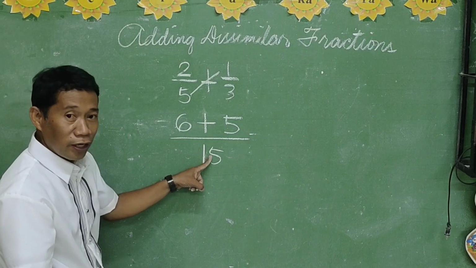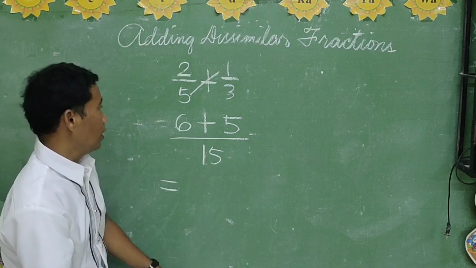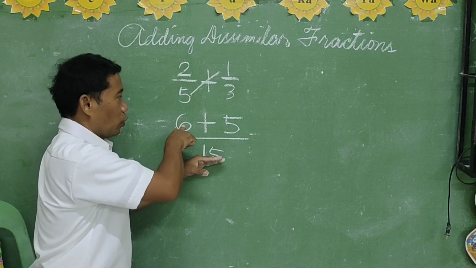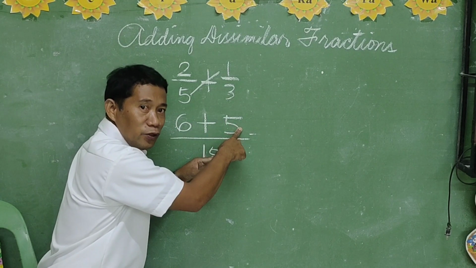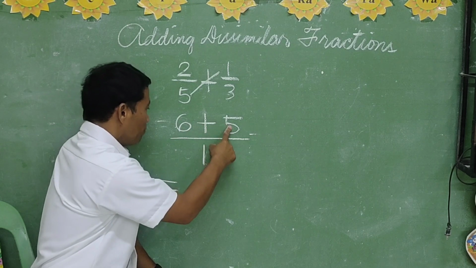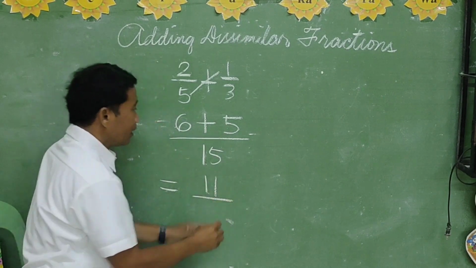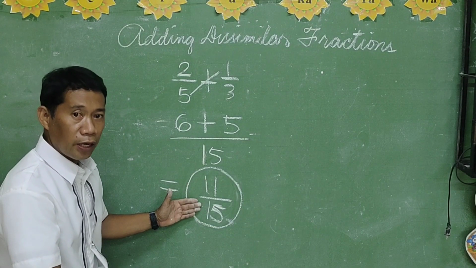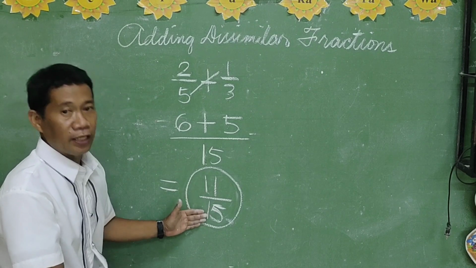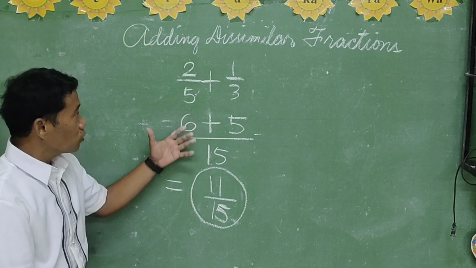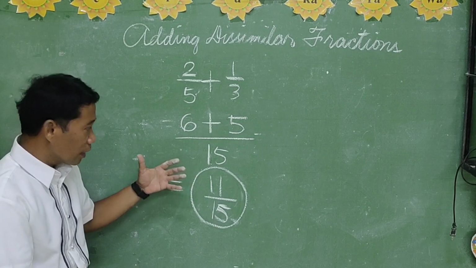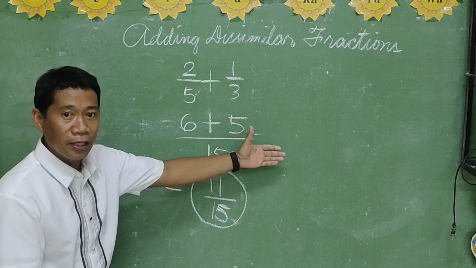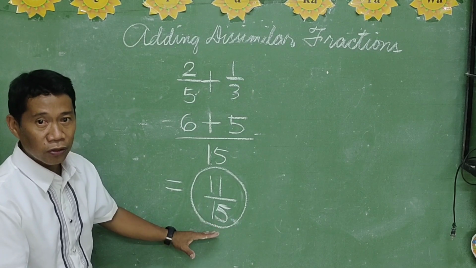Ibig sabihin dito na yung denominator nila ay pareho na. So pag pareho na yan, ano ang gagawin natin? Add the first numerator to the second numerator. 6 plus 5 is equals to 11 and copy the denominator. This answer is in lowest term, 11/15. Mas madali yung cross multiplication natin na ginagawa ngayon kaysa yung hinahanap pa natin yung skip counting. Pero pare-pareho pa din yung sagot.